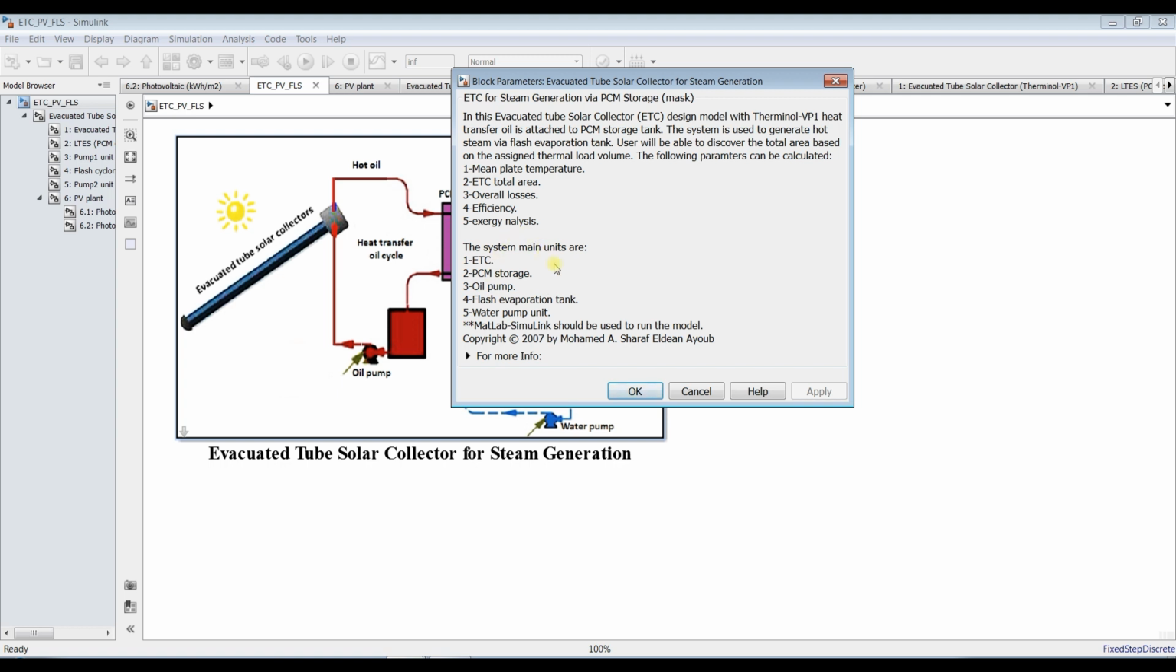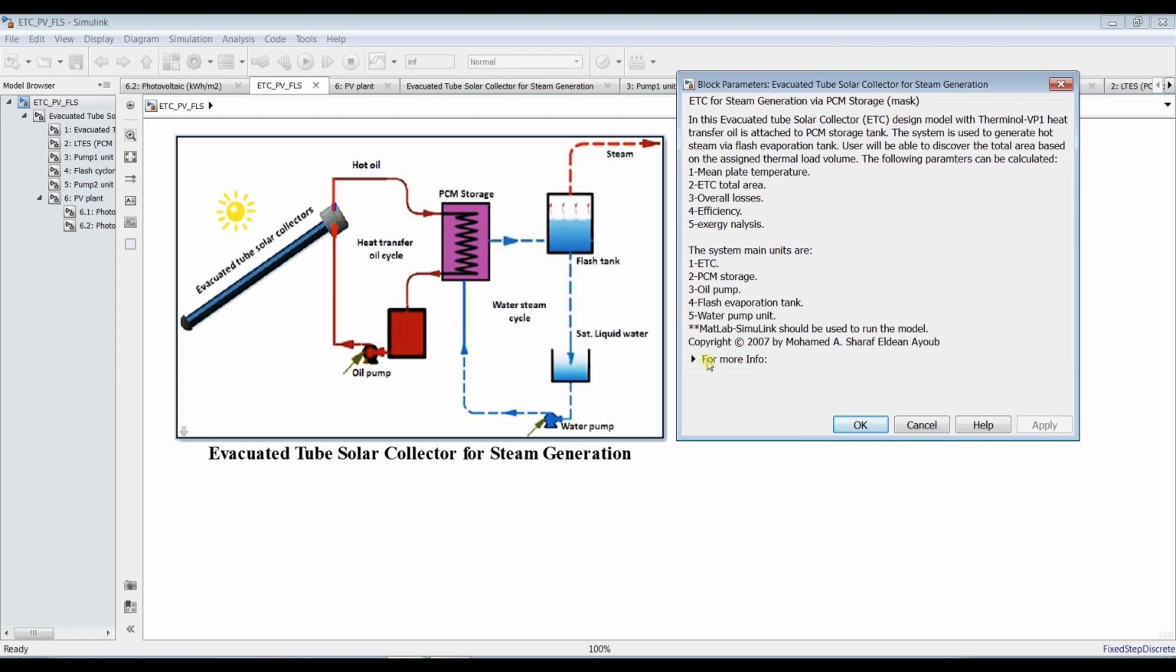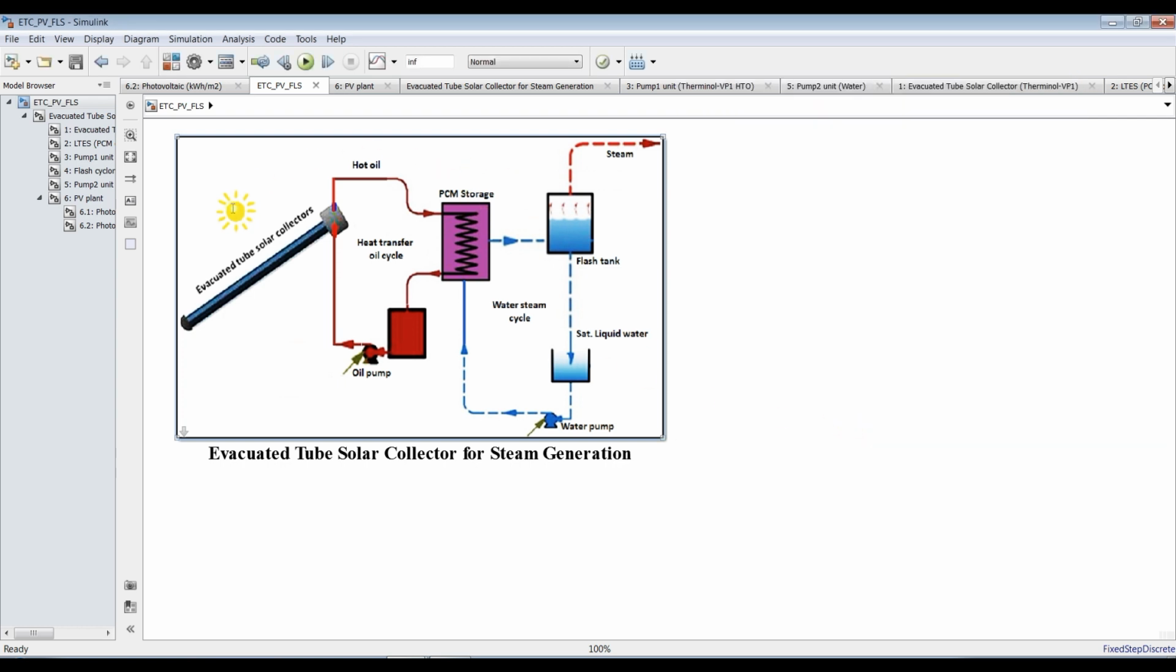It's a design model, so we need to discover the mean pellet area, the total area, the mean pellet temperature, and the overall losses and efficiency. The system contains an evacuated tube collector, PCM storage, an oil pump because there is oil in the system, a flash evaporation tank for steam generation, and a pumping unit for the water cycle. As you can see here, this is your oil cycle, and this is your steam generation cycle.